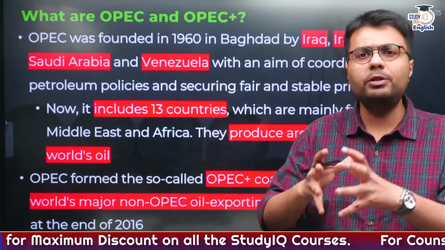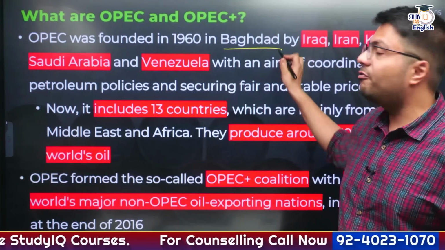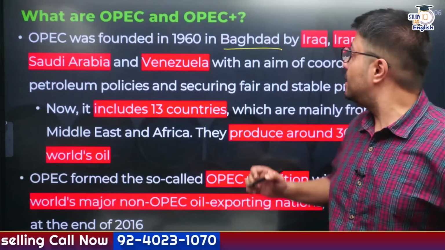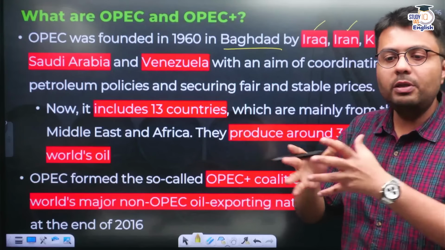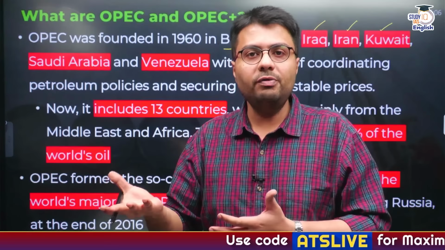Now, OPEC is a coalition of major oil producers. It was started in 1960 in the city of Baghdad, which is the capital city of Iraq. Five major oil producers back then, Iraq, Iran, Kuwait, Saudi and Venezuela, formed this grouping with an aim to coordinate their production and policies for crude oil.